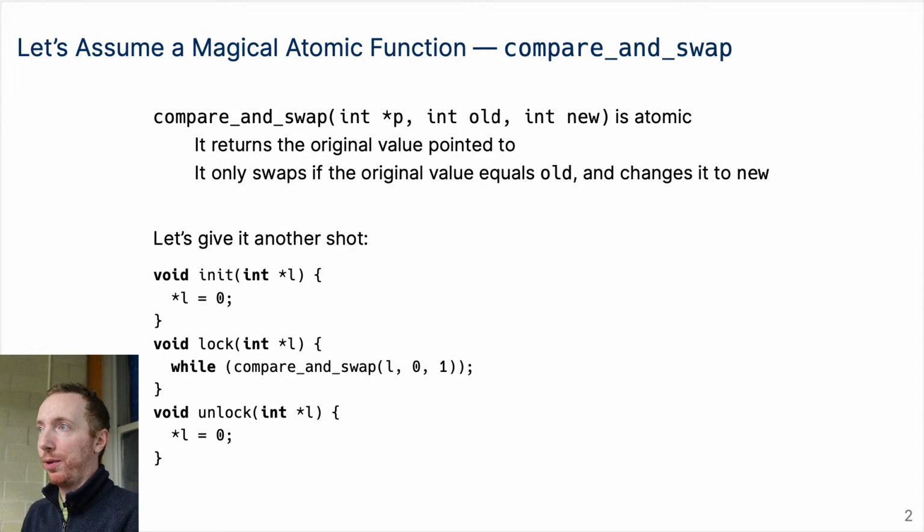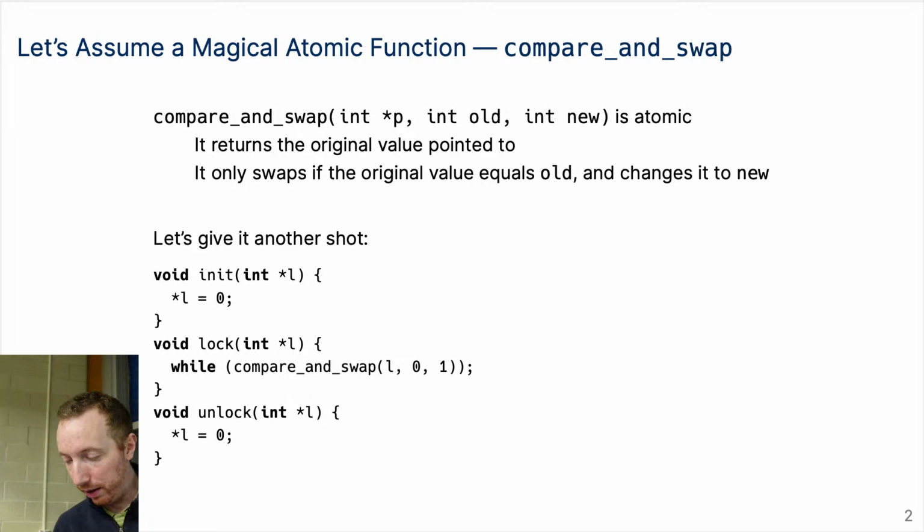But in terms of hardware support, there is this kind of magical atomic function, so you can think of this function as atomic: it either fully completes or it doesn't complete. We'll call it compare and swap and give it a C API just to make it a bit clearer to read than assembly. It takes a pointer to an integer and then two integer values, an old value and a new value, and it returns whatever value that pointer points to. Why this is a useful function is it will only swap if the original value was old, and then it will change it to new.